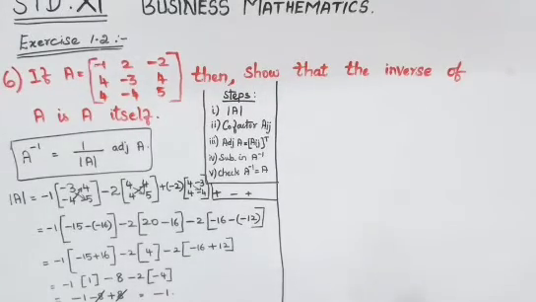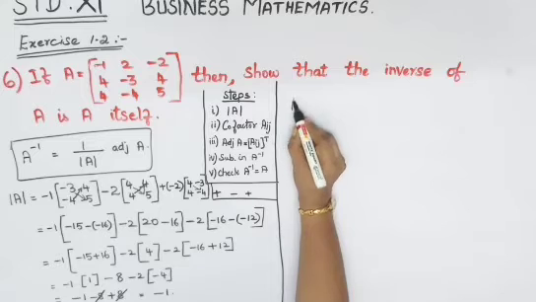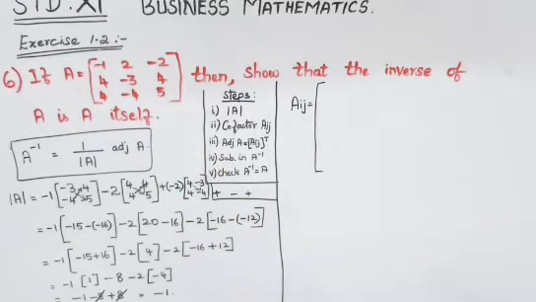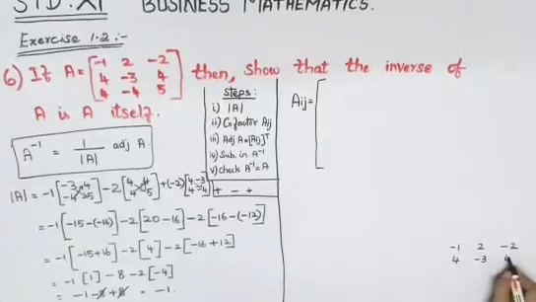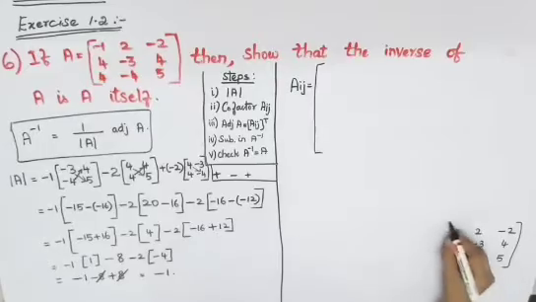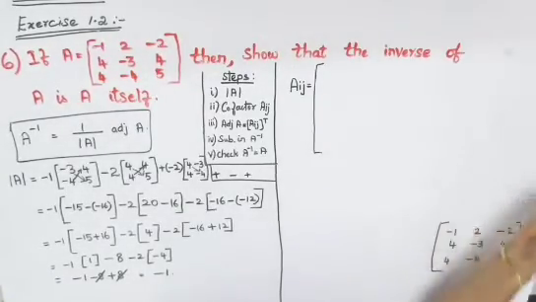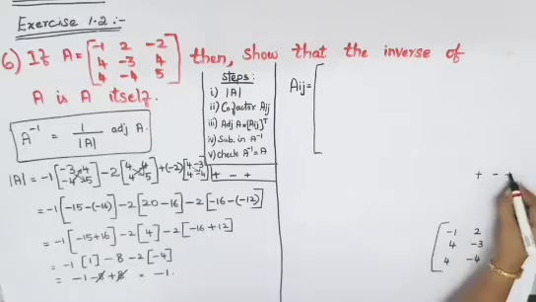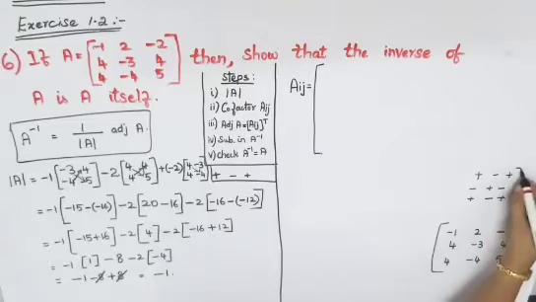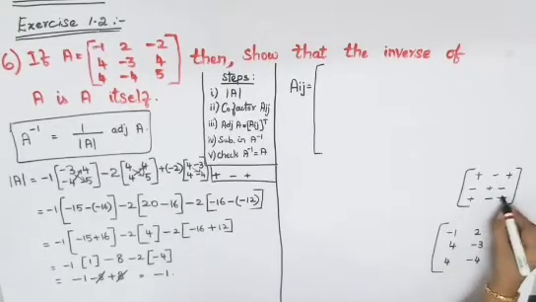So the next step is to find the cofactor Aij. To find your Aij, put a big bracket and write this A in your rough column first: minus 1, 2, minus 2, 4, minus 3, 4, 4, minus 4, 5. And write your format also for the cofactor: plus, minus, plus, minus, plus, minus, plus, minus, plus. This format you have to use for your cofactor.